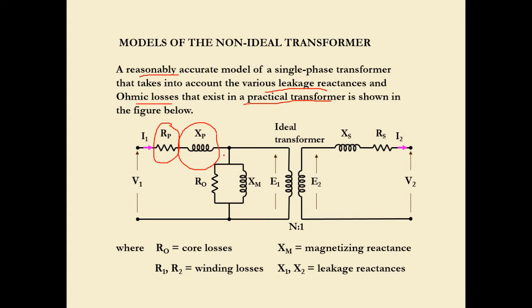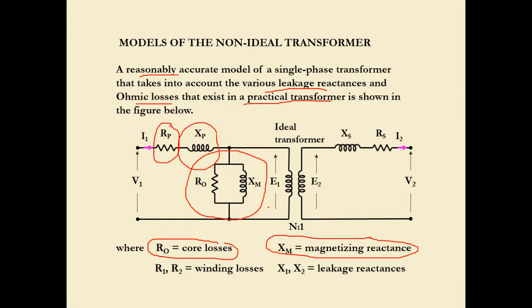We do have also the excitation branch, which represents the core losses, R0, as well as the magnetizing reactance. All this we put at the primary side of the transformer. R1 and R2 refer to winding losses happening at both primary and secondary, where one stands for primary and two stands for secondary. The same goes for leakage reactance. This X1 refers to the primary part of the transformer, and X2 refers to the secondary part of the transformer.